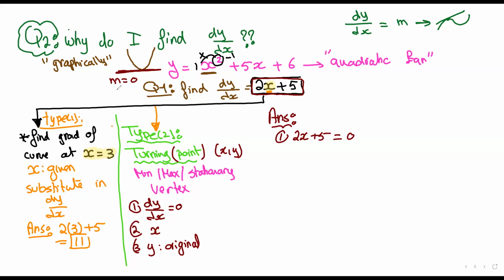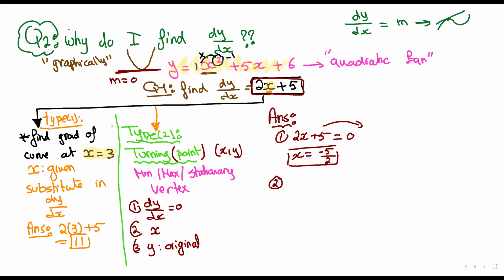Logically, after step number 1, I find x. How do I find the x here? It is super easy. I move the 5 to the other side and then I divide by 2. So x is -5/2. This is my x coordinate. And since the question says find the turning point, I must find the value of y. How do I find the value of y? I find the value of y by substitution in the original equation.